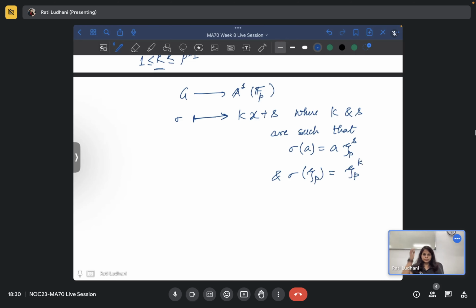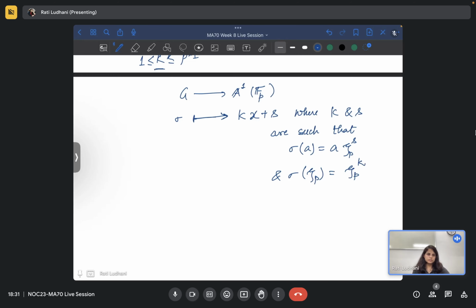Is that okay? We can write like this, because sigma is defined with these two elements independently. It's not like if you define a, you cannot independently define zeta p. These are separate generators. The map of a and zeta p does not affect each other. That's important, otherwise we don't have choices. At this point we have all the choices for a and zeta p separately. So this is the map.